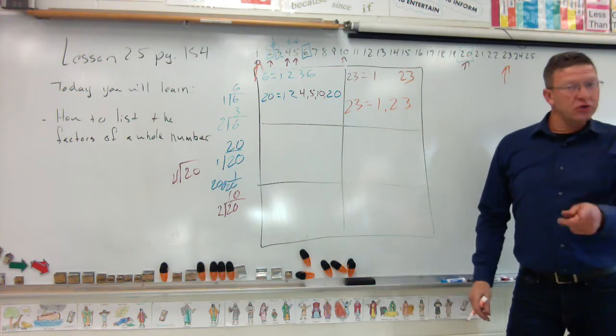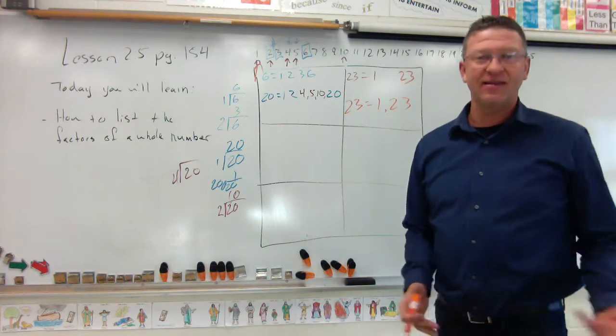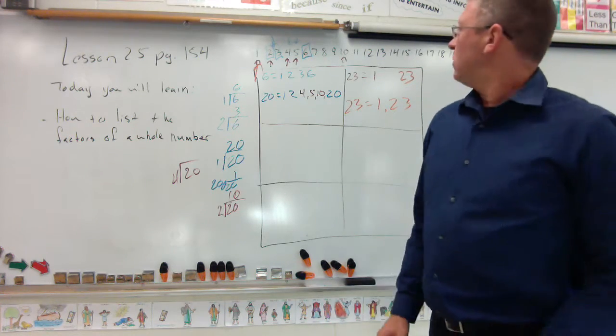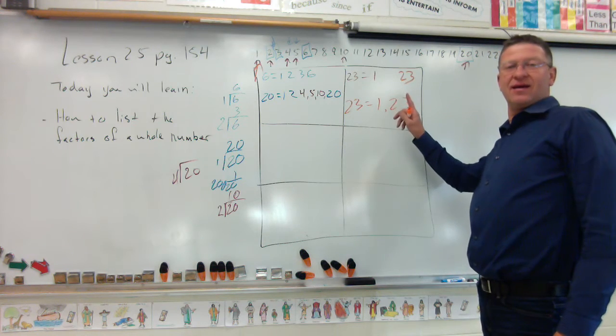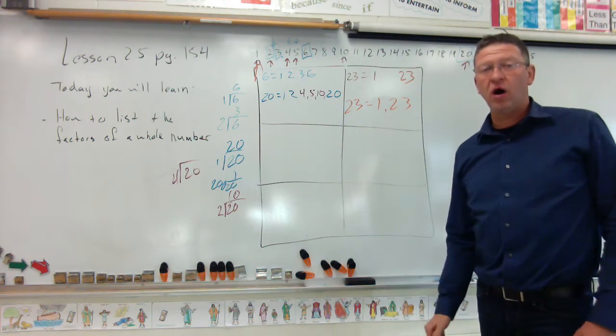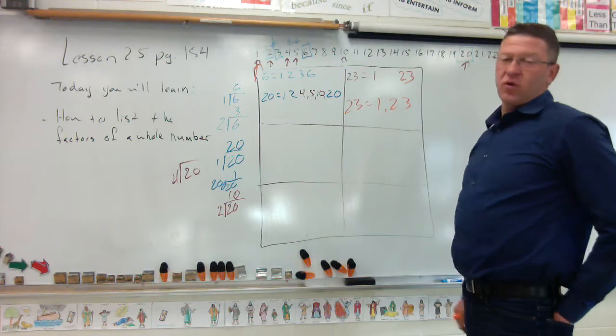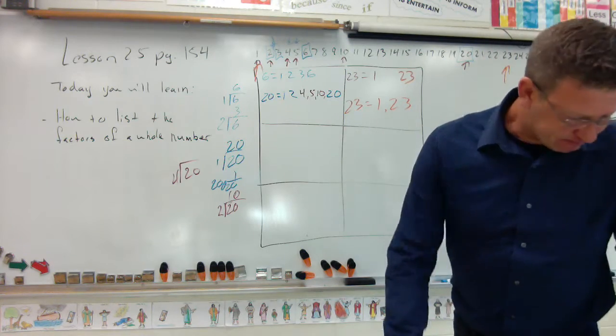Now, I'm sure you learned this with Miss Mackey last year, but those have a fancy word. 23 is a prime number because it only has 1 and itself. It's prime. No other factors. Just 1 and 23. Example number 3.